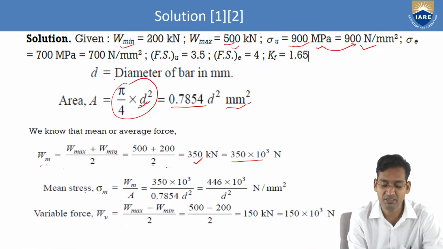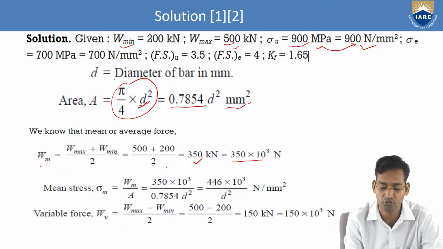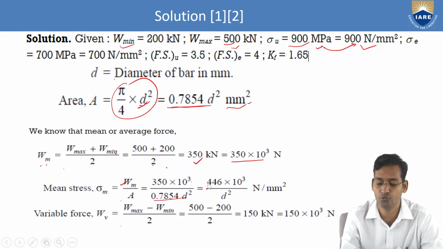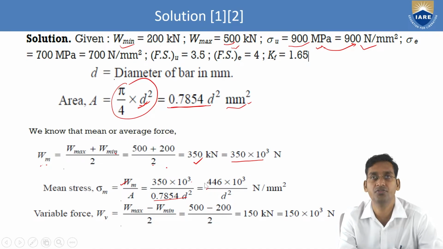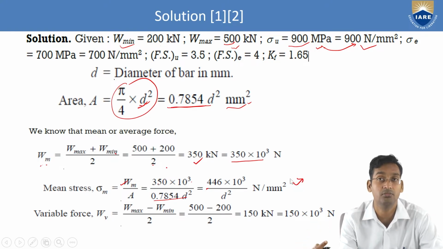Next, mean stress we have to find. Mean stress means mean load by area. So mean load we found, Wm by A. Mean load we have 350 into 10 to the power 3. Area is 0.7854 d square. After dividing, you will get 446 into 10 to the power 3 by d square. That is the value of mean stress, because in the Goodman formula we require sigma mean. So now we have sigma mean.